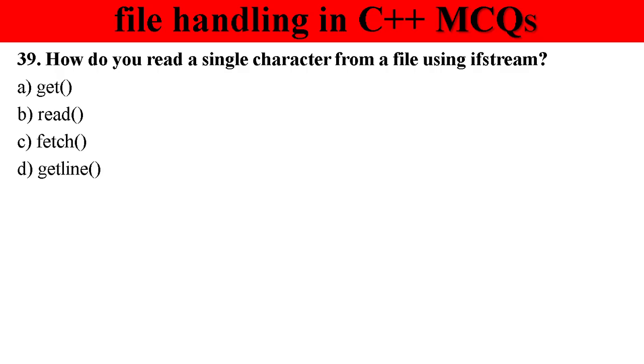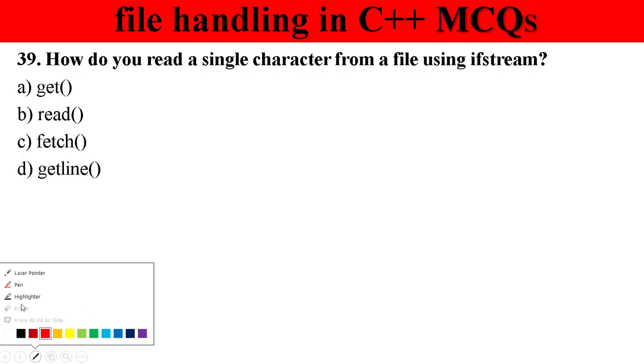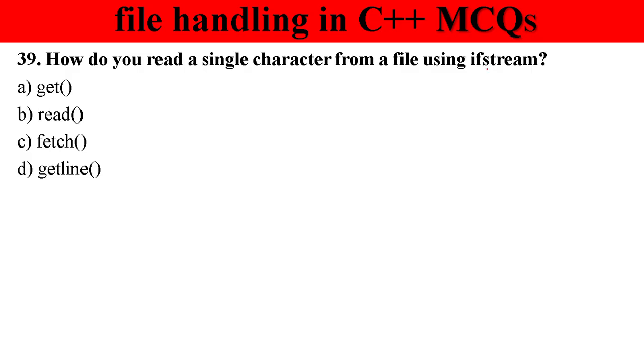Question number 39. How do you read a single character from a file using ifstream? A. Get. B. Read. C. Fetch. D. Getline. A. The get function is the important function that is used to read a single character from a file using ifstream.